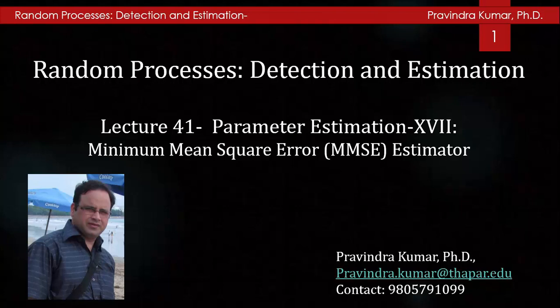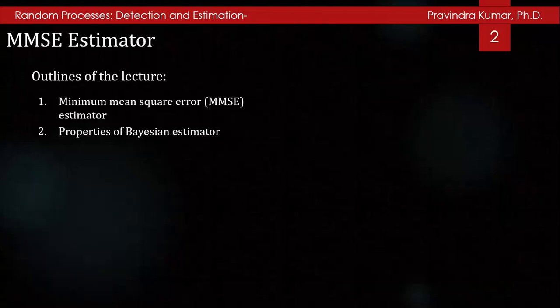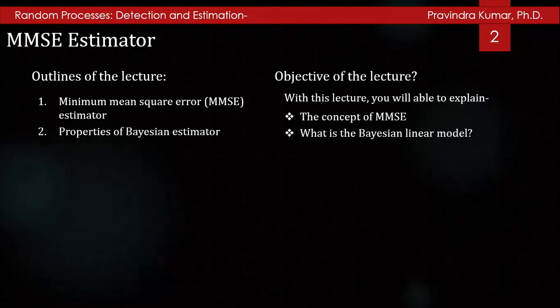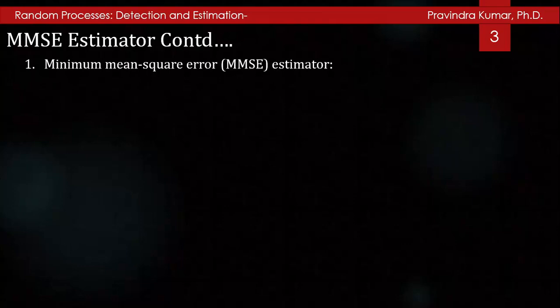In the previous lecture we discussed Bayesian estimation and mean square estimation. In this lecture we will discuss more about minimum mean square estimation and the Bayesian linear model. The outline of this lecture is the minimum mean square error estimator and properties of the Bayesian estimator. The objective of this lecture is that you will be able to explain the concept of minimum mean square estimation and what the linear model is. Now we will start with the minimum mean square error estimator.